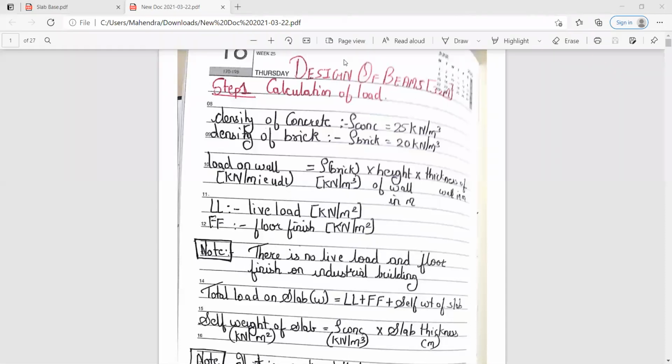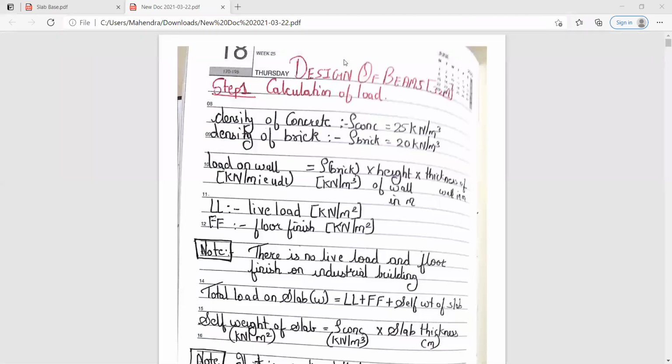So first of all, we'll start with the calculations of load. For calculations of load, first of all, we have to see the density of concrete. Yes, am I audible to you now clearly? That is nothing but the density of concrete. So what is the density of concrete? 25 kilonewton.